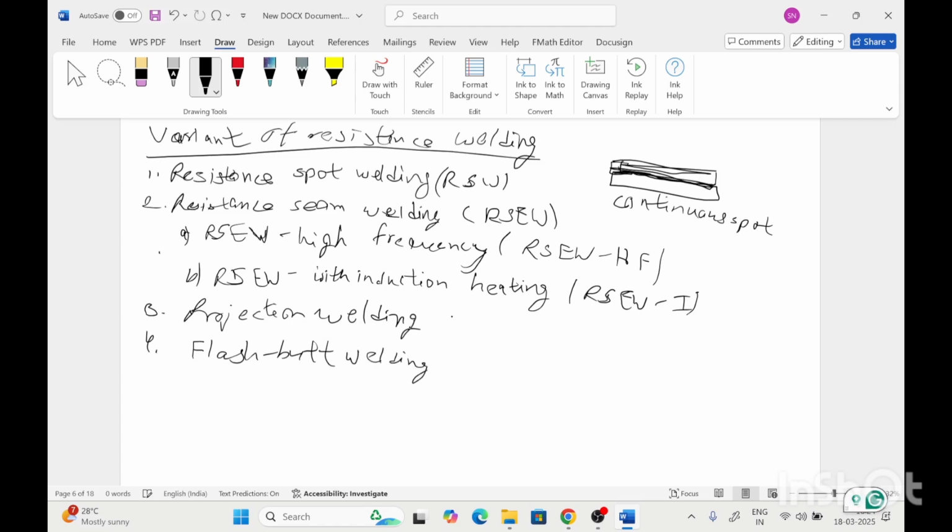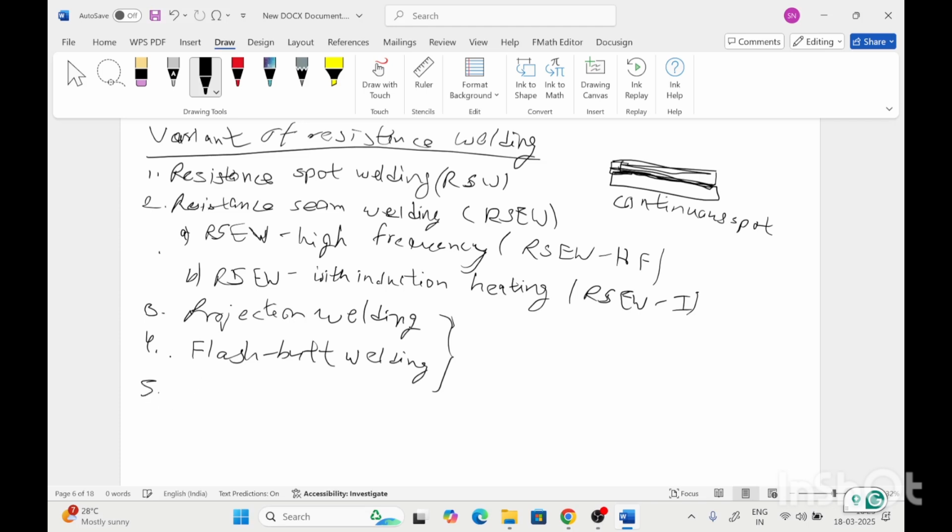In both projection and flash butt welding, the arc is generated between the plates, and that arc melts the plate interface, and then the force is applied to form the joint.